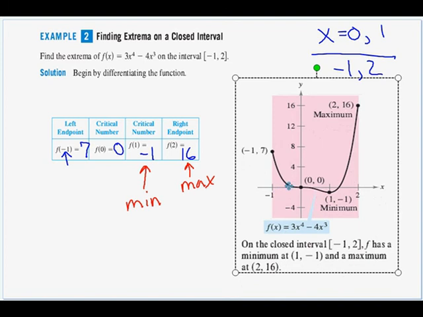So our endpoints were from -1 to 2, and there were our values 7 and 16. And we did have a critical number here occurring at the origin. We do have a slight little horizontal tangent line there. And then we do have a little dip down here. That is our minimum value, at y is -1. Our max value did occur at the endpoint.